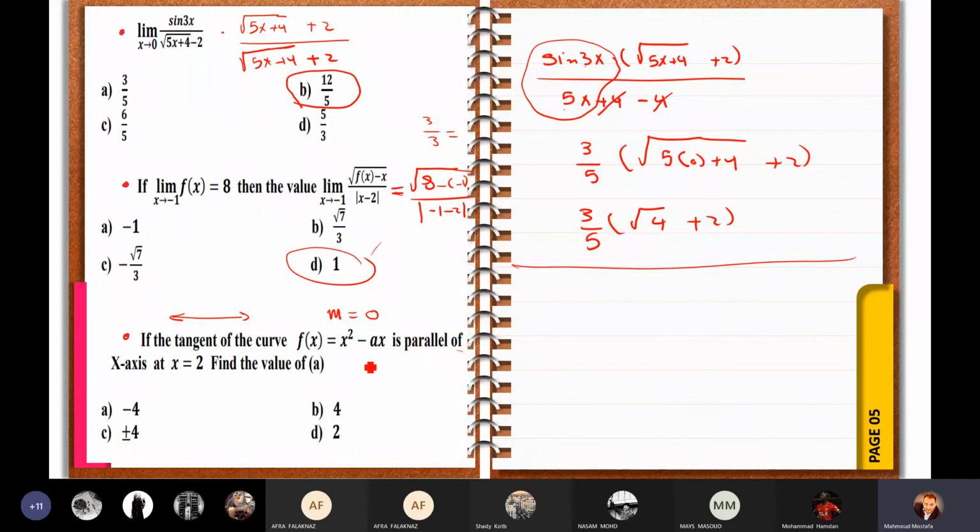How to find the slope of the tangent? The first derivative. The first derivative, f prime of x, is 2x minus a, at x equals 2. So substitute 2 multiplied by 2 minus a equals 0, because m is 0. So a is 4. 4 minus a is 0, so a is 4.